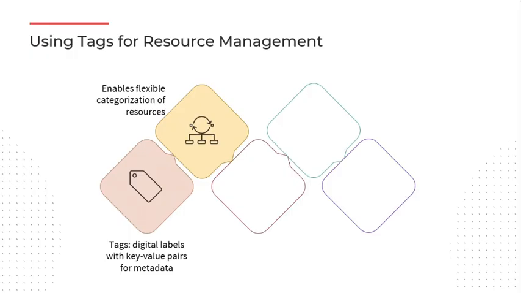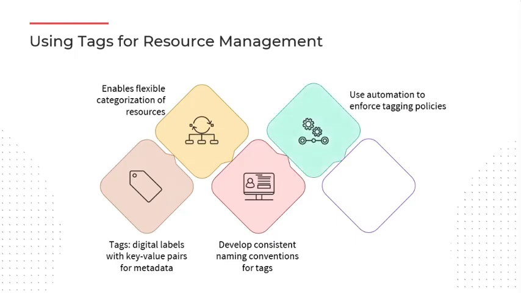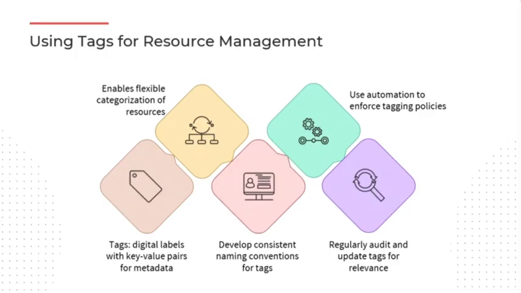When it comes to tagging strategies, there are several best practices to keep in mind. First, develop a consistent naming convention for your tags. This ensures that all team members use tags in a standardized way. Second, use automation to enforce tagging policies. This prevents the creation of untagged resources and maintains organizational consistency. Third, regularly audit and update your tags to ensure they remain relevant and accurate. By implementing these best practices, you will create a robust tagging system that significantly enhances your ability to manage, track, and optimize your AWS resources.